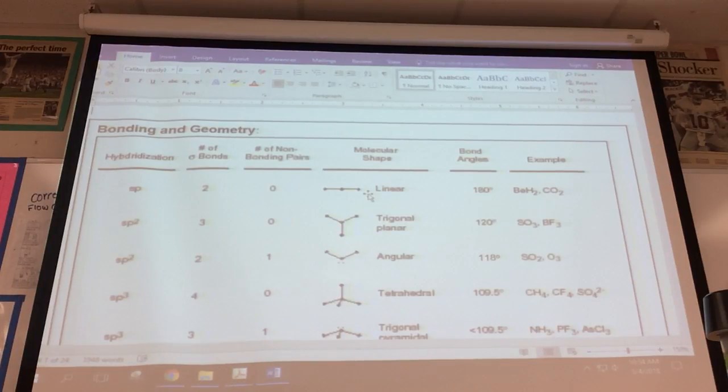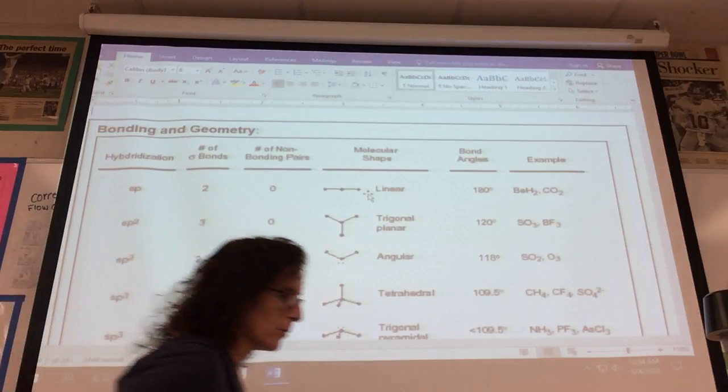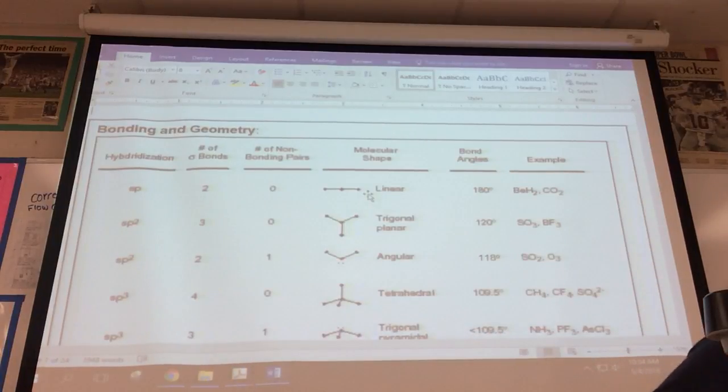Going to review drawing compounds, shape, and hopefully a little bit of IMF. When drawing your compounds, one key thing to always do is to add up all the valence electrons so that you don't miss out on anything, especially if you have resonance or if you have ions.